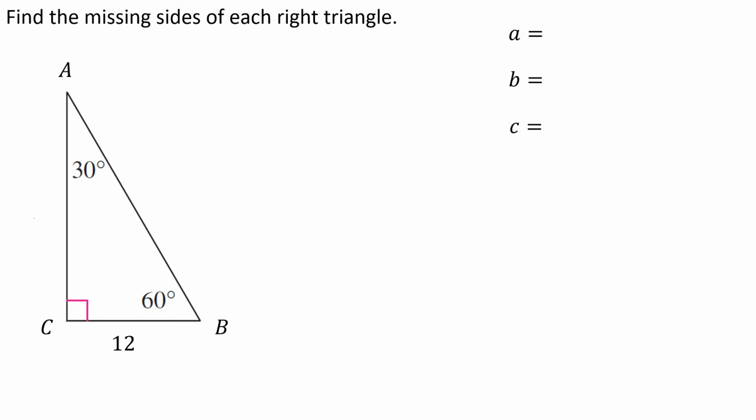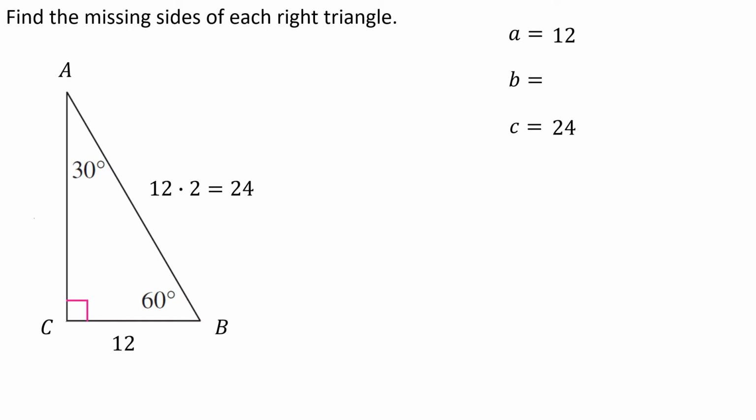Okay, what side do I know? Well, it's opposite angle A, so we know side A. Okay, that is the shorter leg because it's across from the smallest angle, 30 degrees. So if I want the hypotenuse, I have to multiply by 2. 12 times 2 is 24, so that's going to be side C, the hypotenuse.